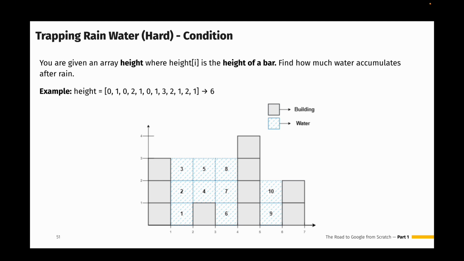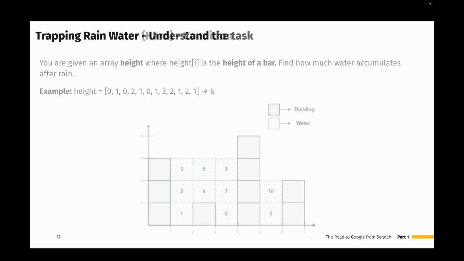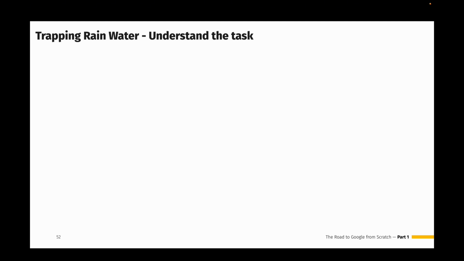Below we have an example with an array of some heights, and the output here should be 6. And below I have added an image so it will be clear for you how the water is counted. Now let's go on and answer some questions in order to better understand this task.